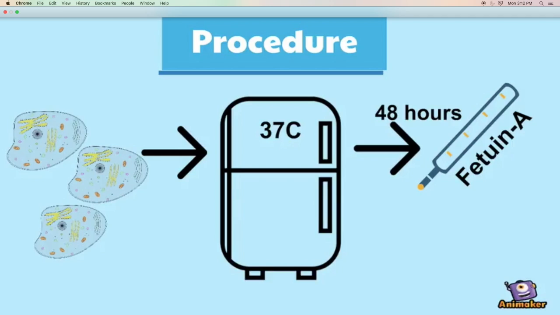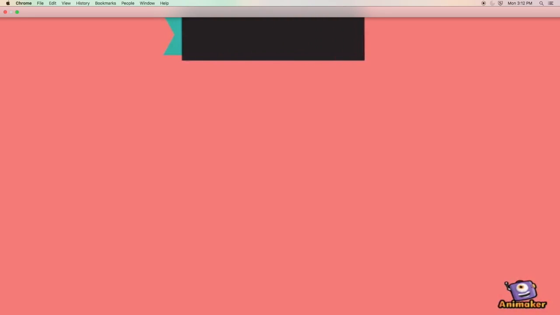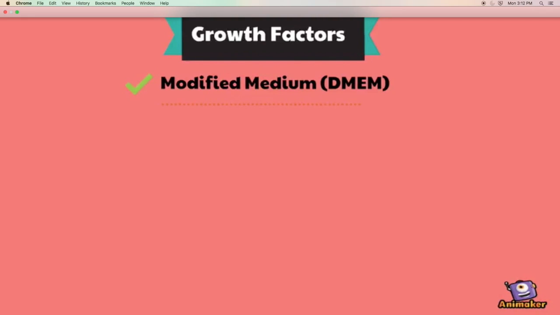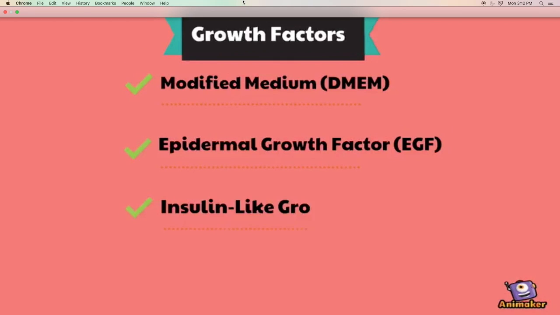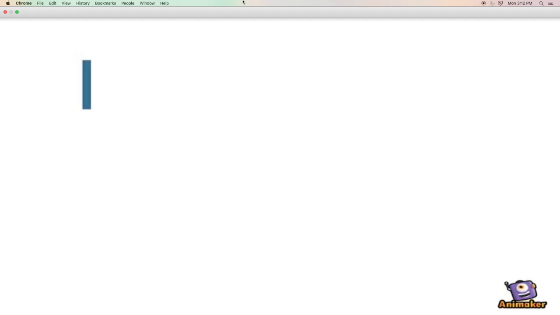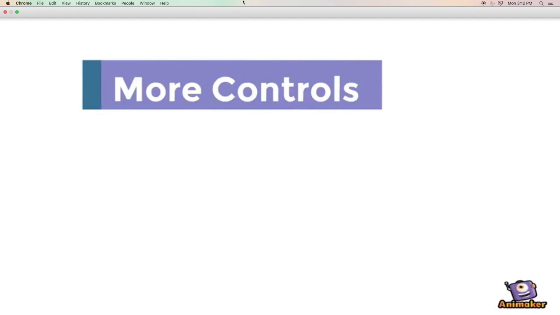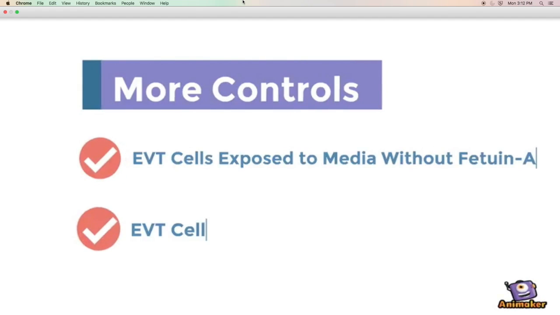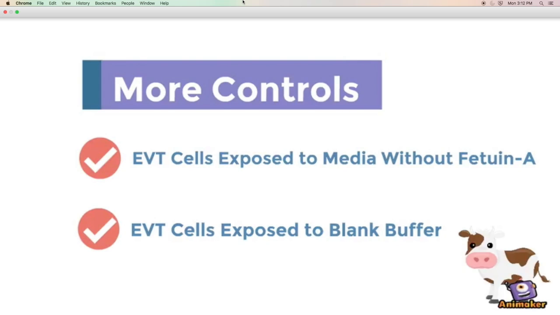They added growth factors to the EVT cells, such as modified medium, epidermal growth factor, insulin-like growth factor, and placental growth factor. They used two controls: EVT cells that were exposed to a media that did not contain Fetuin-A, and EVT cells that were exposed to a blank buffer. They did not use fetal bovine serum as that contained Fetuin-A already.